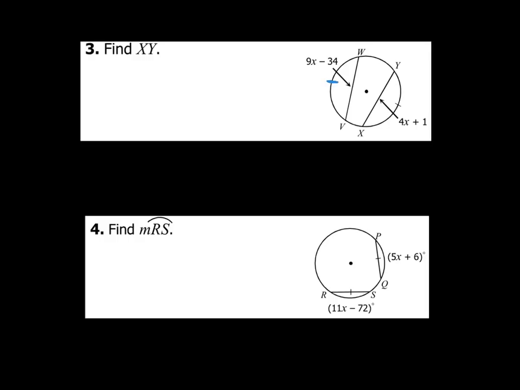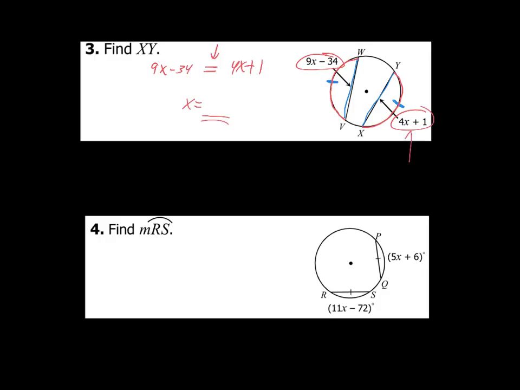So what do I notice? I notice that I have these congruency marks on the arcs, which means that the chords themselves that contain the arc are the same. What I mean by contain the arc is WV is the chord, and those are also the endpoints of that arc. YX are the endpoints of the chord, also the endpoints of those arcs. If the chords are the same, the arcs are the same, and vice versa. So what do I know about 9x minus 34 and 4x plus 1? 9x minus 34 equals 4x plus 1. Solve for x. Once I have an answer for x, they want me to find the length of XY.